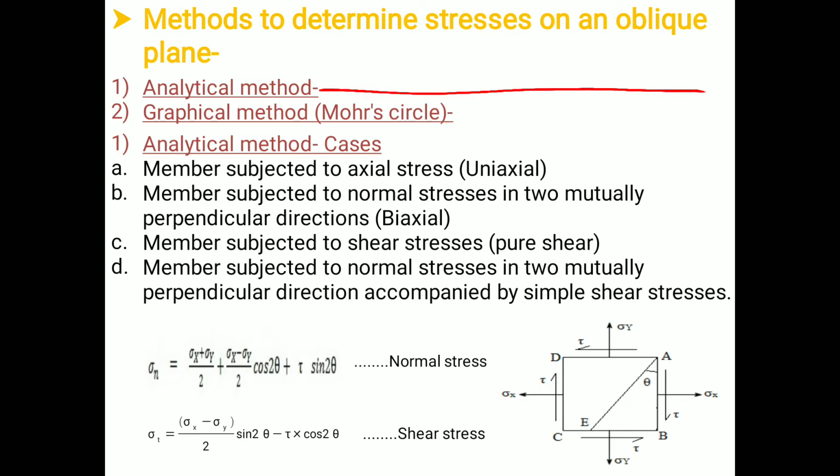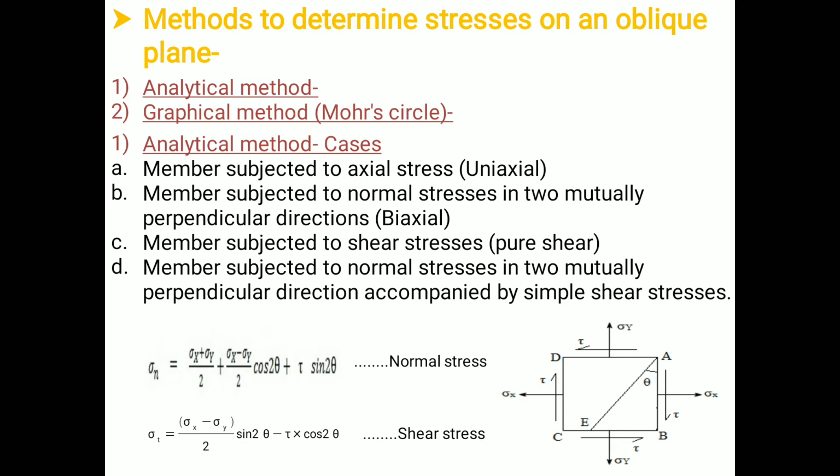For the analytical method there are four cases, and those four cases are given over here. First of all we will go through case number 4, then we will proceed to the other cases, because the equations for the normal stress and the shear stress on an oblique plane that we have determined are based on case number 4. So what does case number 4 show?